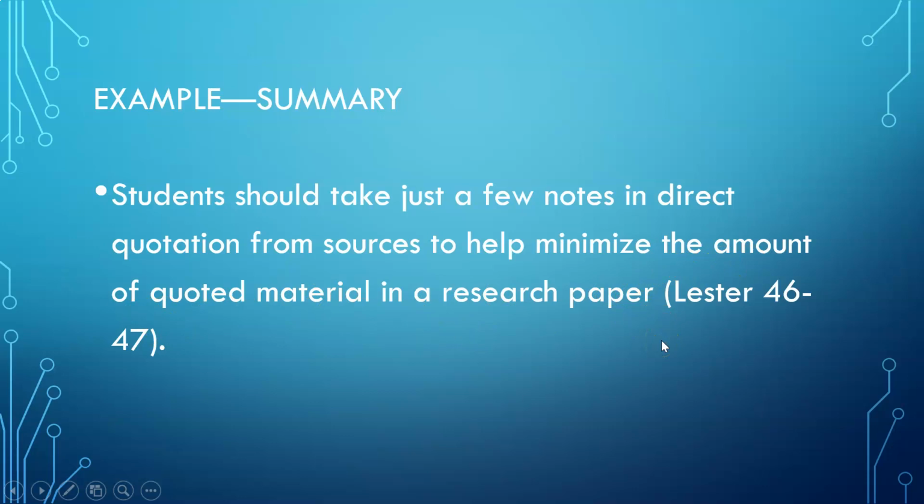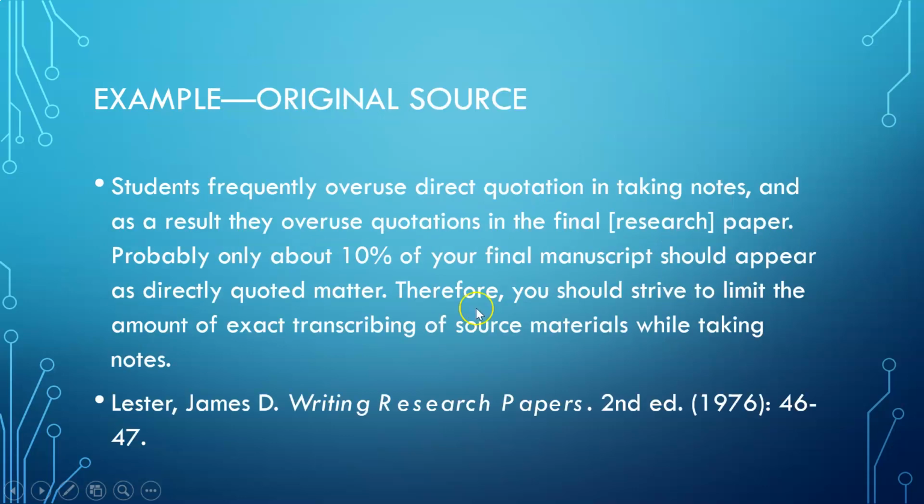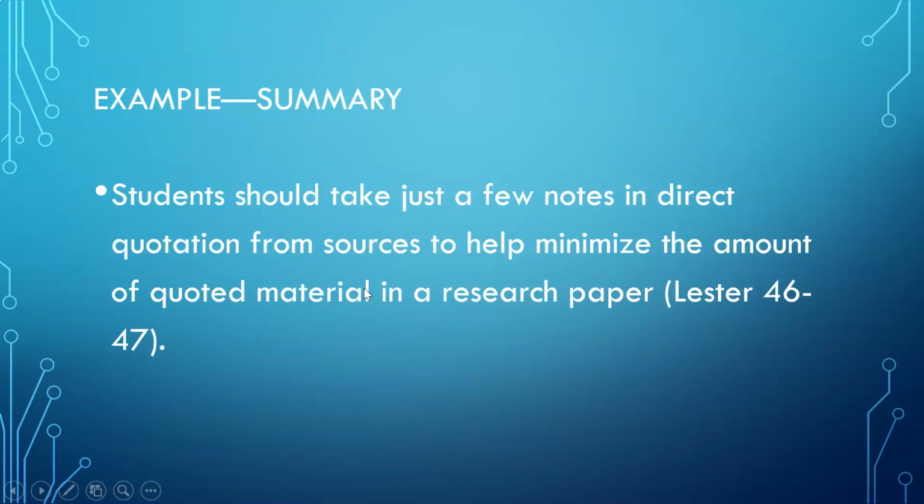in a research paper. Okay, so if you look at the original, you'll see that it's 3 sentences. This passage is 3 sentences long. What we've done is we've condensed it into one sentence that just simply talks about this idea of how we need to take fewer notes and direct quotations to help minimize the amount of quoted material in a research paper.